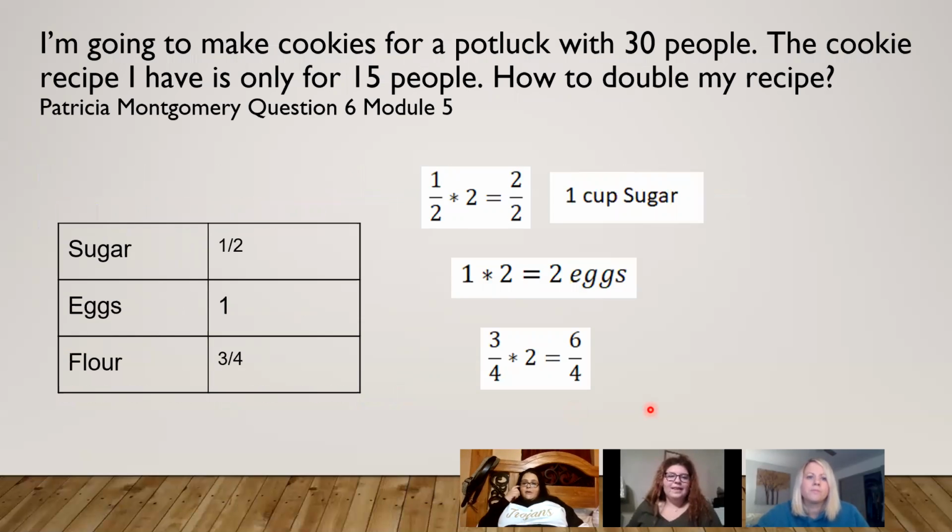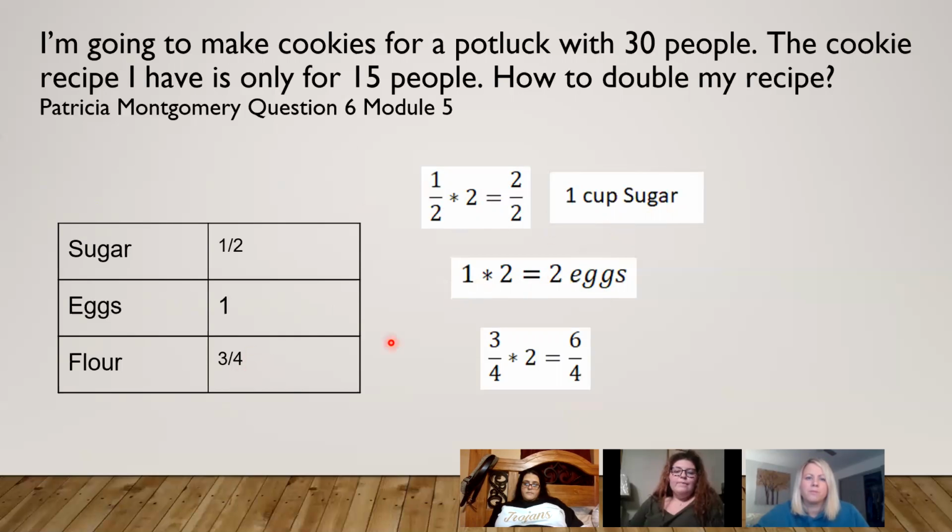So Patricia, I'm going to make cookies for a potluck with 30 people. The cookie recipe I have is only for 15 people. How do I double my recipe? All right, so kind of like you just had to reduce yours, I'm going to try to make mine bigger. So we're going to multiply it. Since we have half as many people in one batch as what we need, we're just going to multiply our recipe by 2. So for the sugar, we need half a cup for 15. If we multiply that, we get 2 half cups, or 2/2, which is just 1 full cup of sugar. And then the eggs, 1 times 2 is 2.